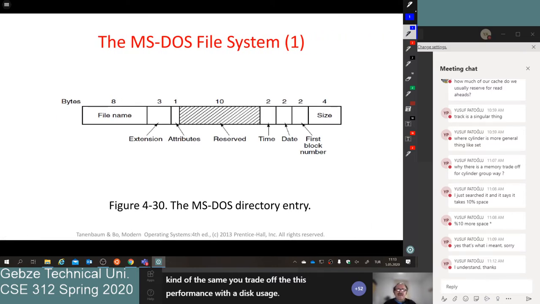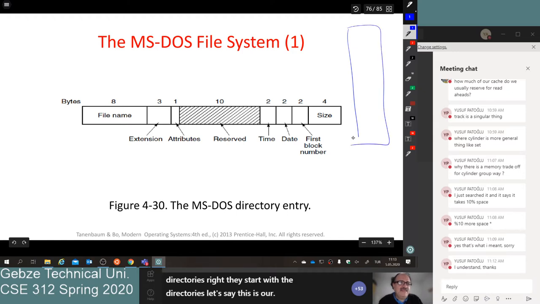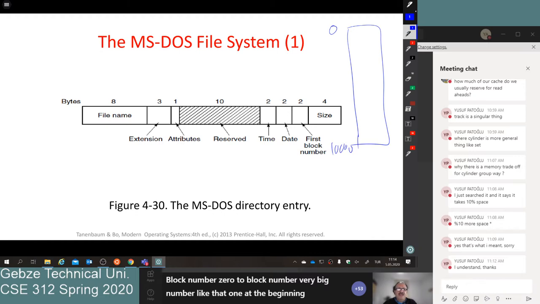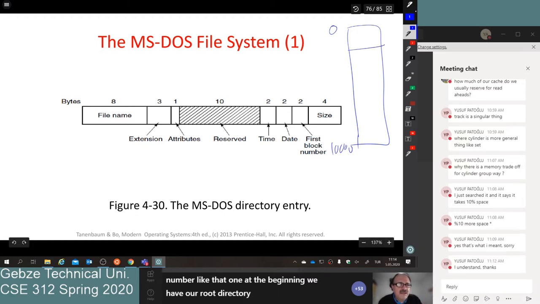Okay, let's look at the very basic and popularly used file system, the MS-DOS file system. And of course, file systems start with the directories, right? Let's say this is our disk, block number 0 to block number, a very big number like that one. At the beginning, we have our root directory, and inside the root directory, we have files.